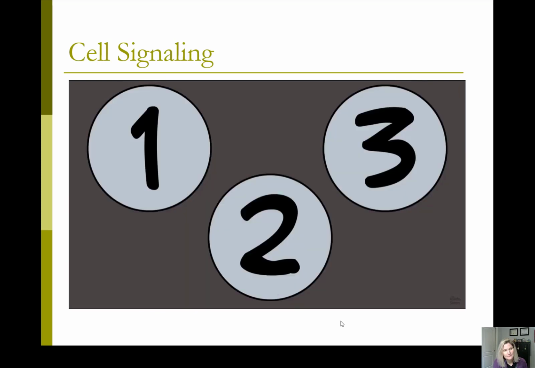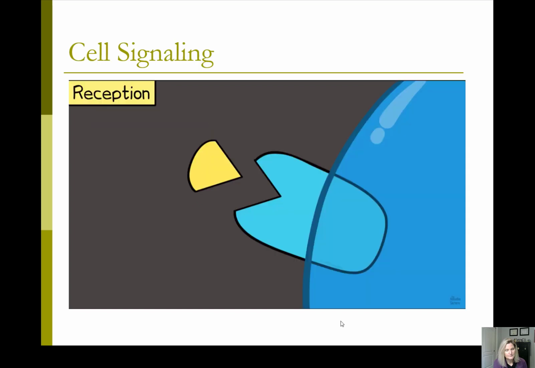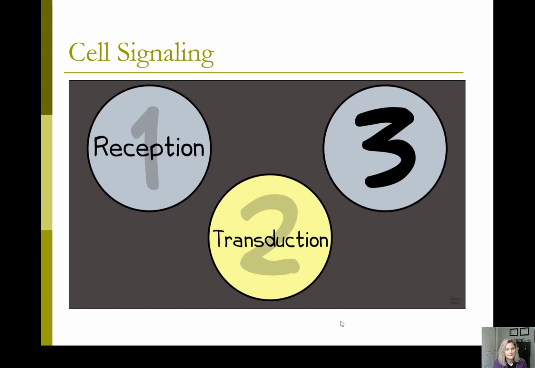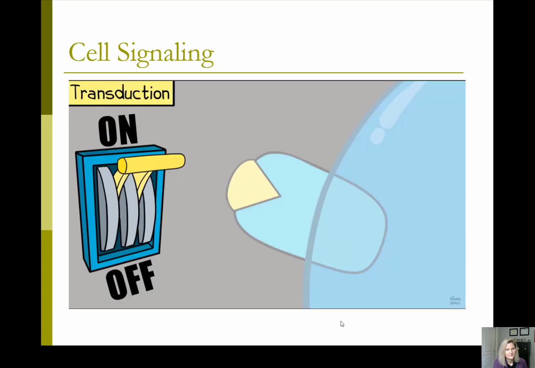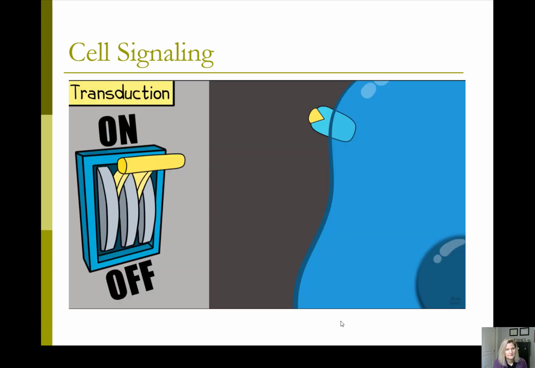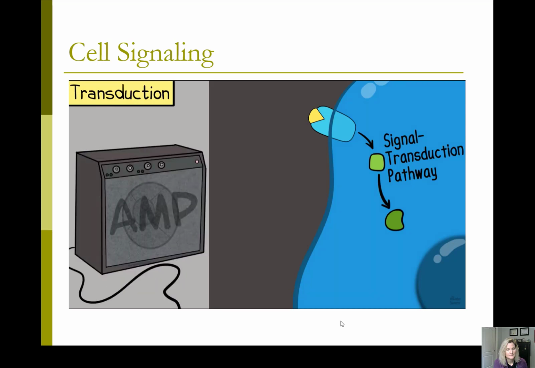Let's talk about the general sequence of cell signaling. First, reception. Typically, a signal molecule binds a receptor. Second, transduction. The receptor gets activated by this binding. This often means the receptor will change its shape. It could even involve a whole series of molecules changing their conformation in something called a signal transduction pathway. This can amplify the original signal.